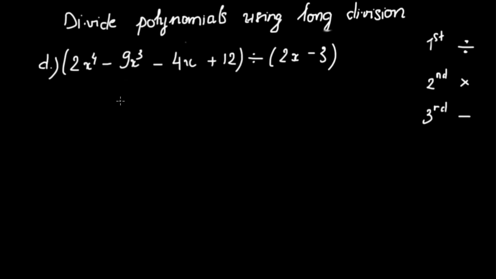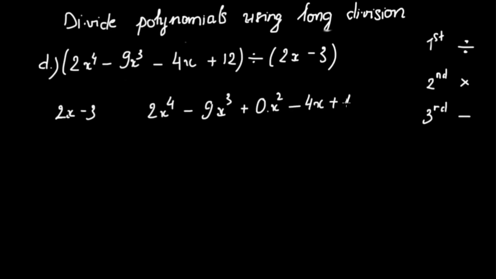Let's try this problem. First of all, we need to set up the problem. We put 2x minus 3 here, which is the divisor. And then we put the whole expression, 2x to the 4th minus 9x to the 3rd plus 0 times x squared plus 4 times x plus 12. This is the dividend.